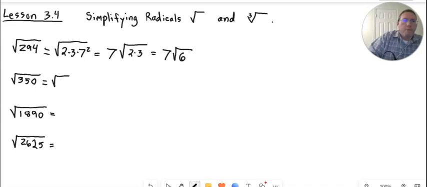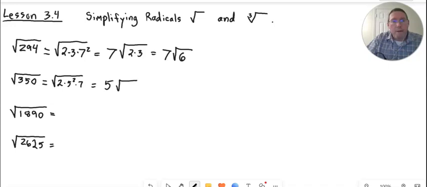So we're going to put the square root of 2 times 5 squared times 7. And of course, the 2 and the 7 cannot come out of the radical because they are not squared, but the 5 is squared, and so it's going to come out of the radical. Staying inside the radical is the 2 times 7, and 2 times 7 is 14. And so the final simplification is 5 square root of 14.